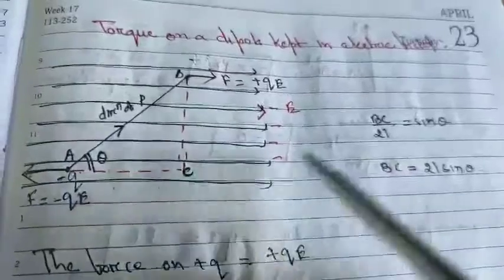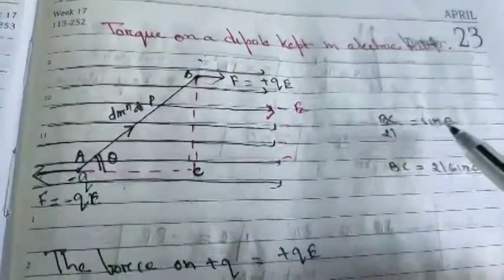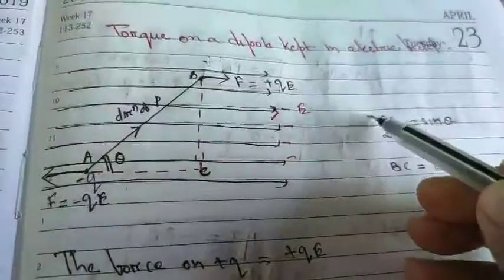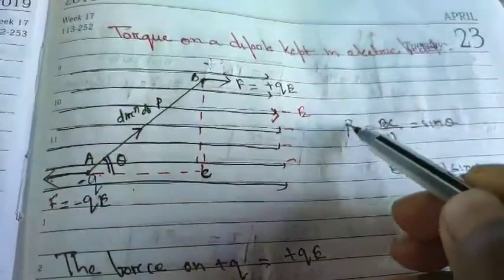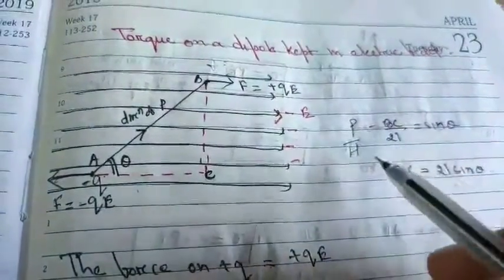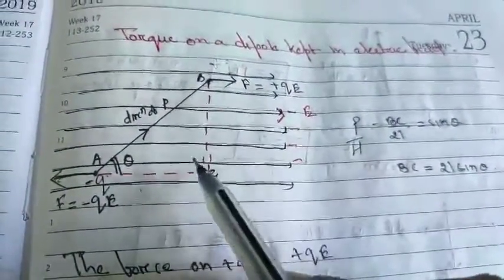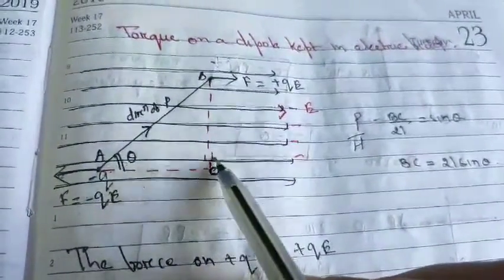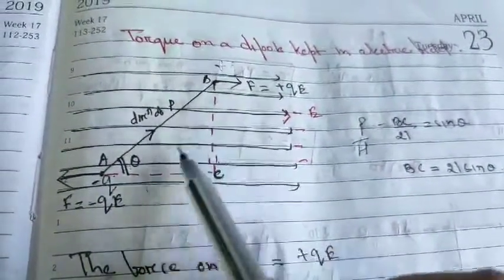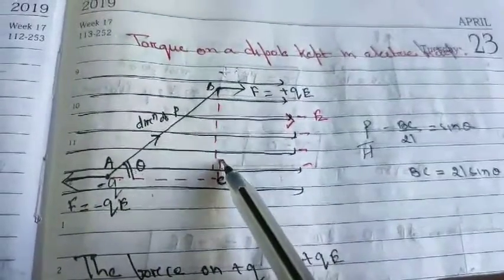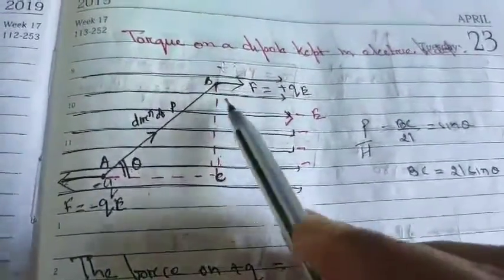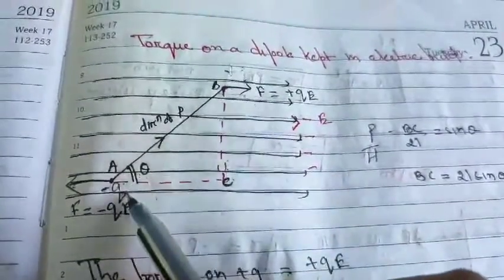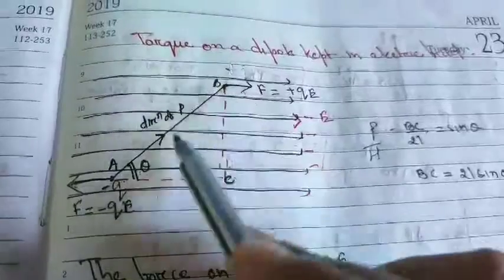Now from this triangle, students, you have to find out the value of sine theta. Sine theta is nothing but perpendicular by hypotenuse. You know very well the angle is this one, and the angle opposite is the perpendicular. So the perpendicular is BC, and your hypotenuse is AB.